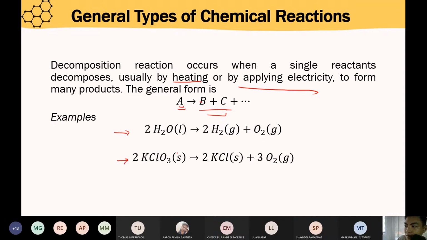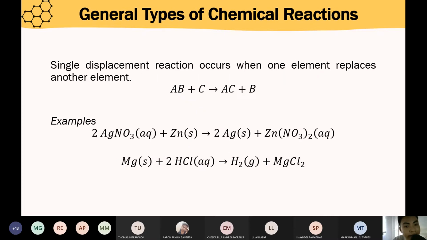For this one, you apply heat. Our oxyanions, when heated, decompose. This is an oxyanion, chlorate. If you apply heat to it, it will become unstable, so it will degrade into oxygen gas. So that's it. And then another high school type of chemical reaction is the single displacement.